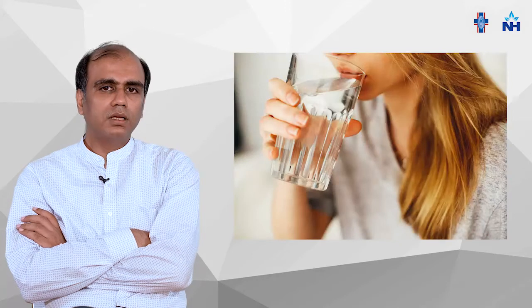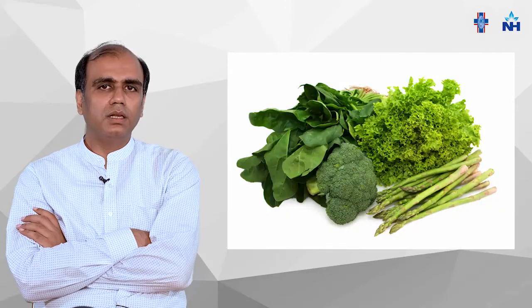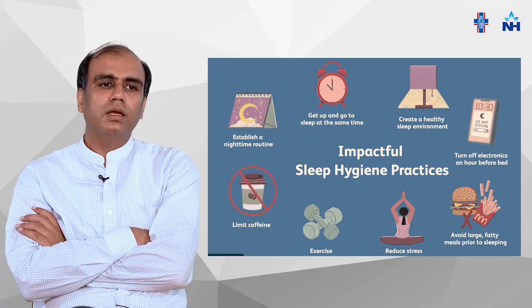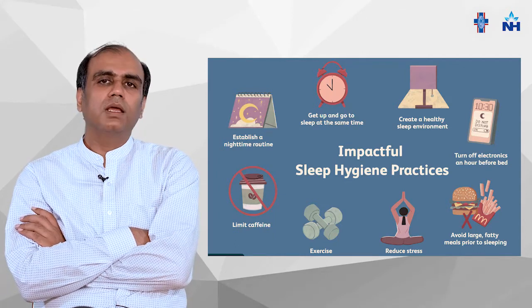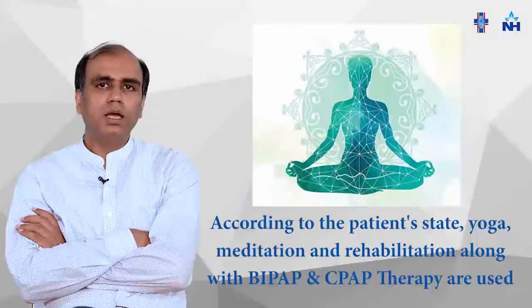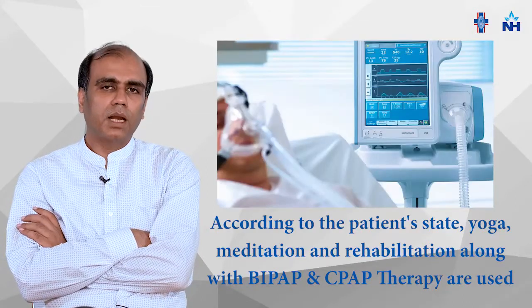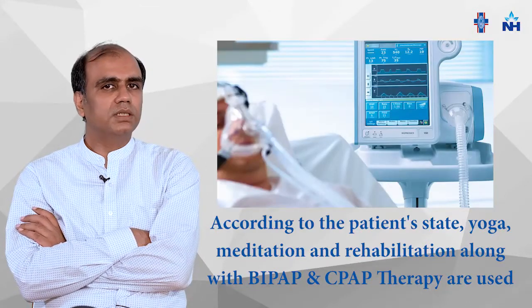Once we diagnose that there is obstructive sleep apnea, then we come to management. First of all, management is lifestyle modification. We have to take lots of water, green vegetables and lots of fruits. We have to maintain sleep hygiene. We have to quit smoking and alcohol if we are taking them. We have to reduce tension, and do regular meditation, yoga and rehabilitation, and we have to use BiPAP and CPAP therapy according to our obstructive sleep apnea.